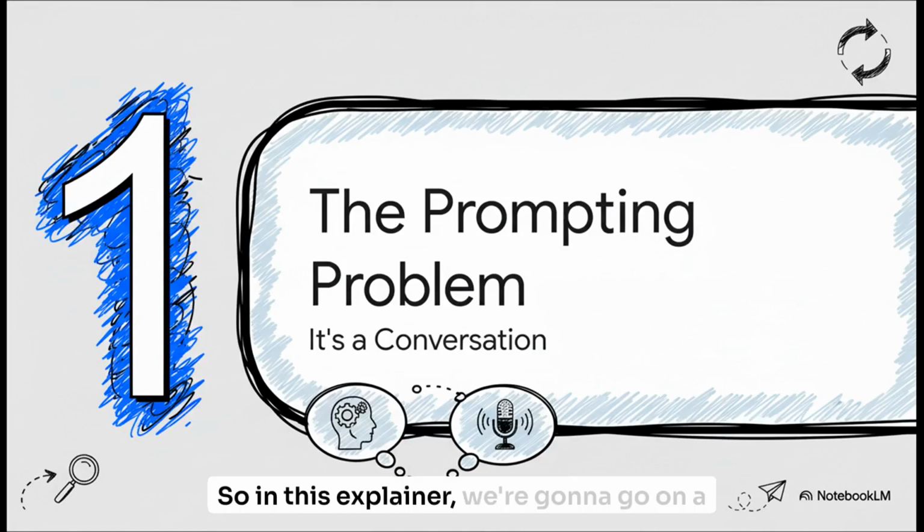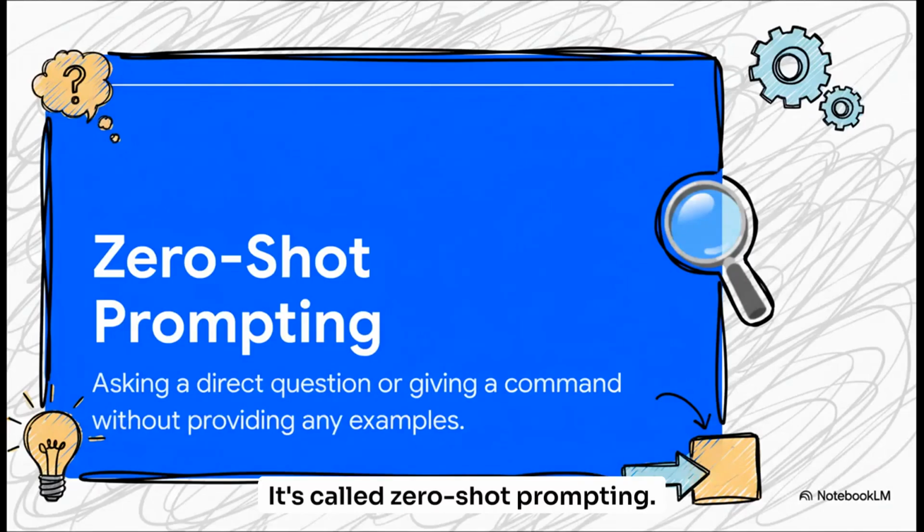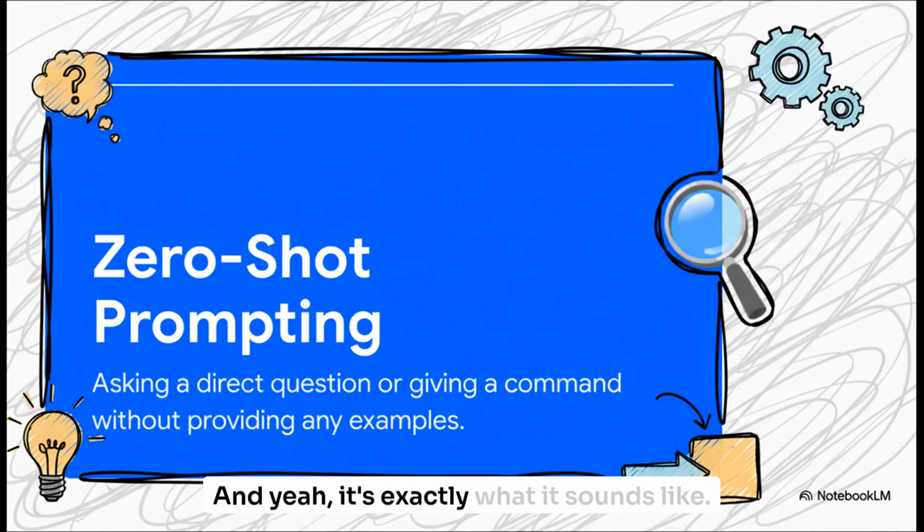So in this explainer, we're going to go on a little journey, level by level, to make you a master conversationalist with any AI. All right, let's kick things off at level 1. This is the technique that pretty much everyone starts with the moment they first use an AI. It's called zero-shot prompting. And yeah, it's exactly what it sounds like. You give the AI 0 examples to work with. You just ask a direct question or give a simple command, straight and to the point.